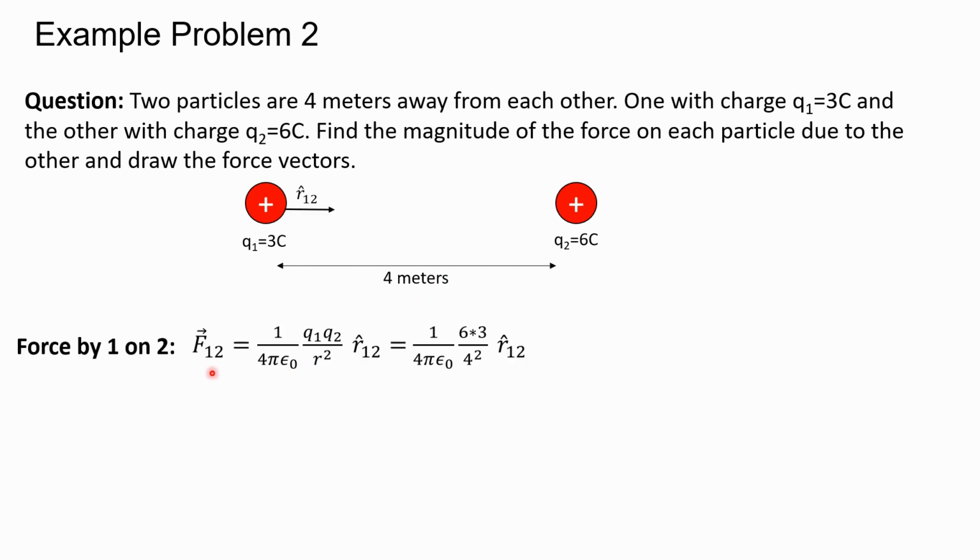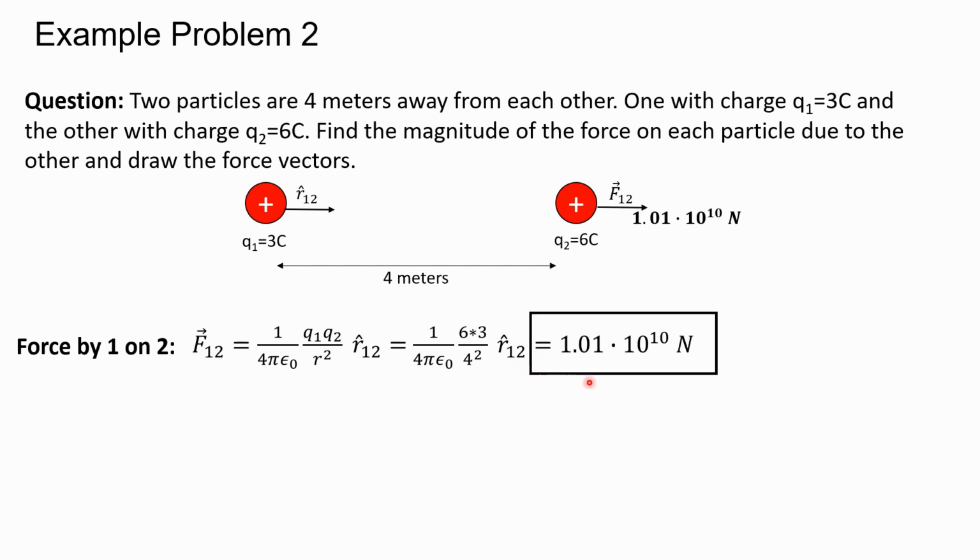We can start by calculating the force by 1 on 2, so this would be F12. We can first draw the unit vector R12, which is going to be the unit vector pointing from Q1 to Q2. And then we know from Coulomb's law that F12 is given by 1 over 4 pi epsilon naught, Q1 Q2 divided by R squared, and then the unit vector R12. So if we plug in the values, we have 1 over 4 pi epsilon naught, 6, the charge of Q2, times 3, the charge of Q1, divided by the distance between the charges squared, so 4 squared, and then the unit vector R12.